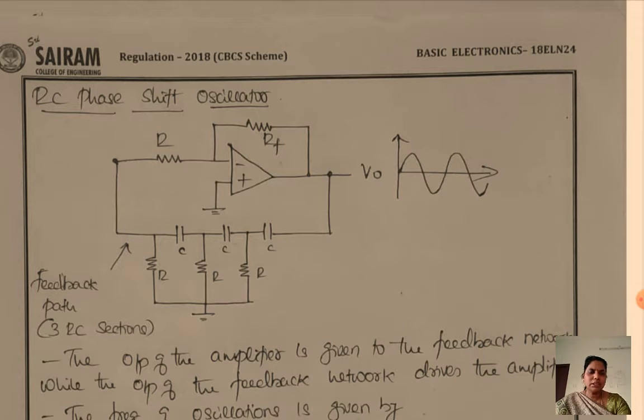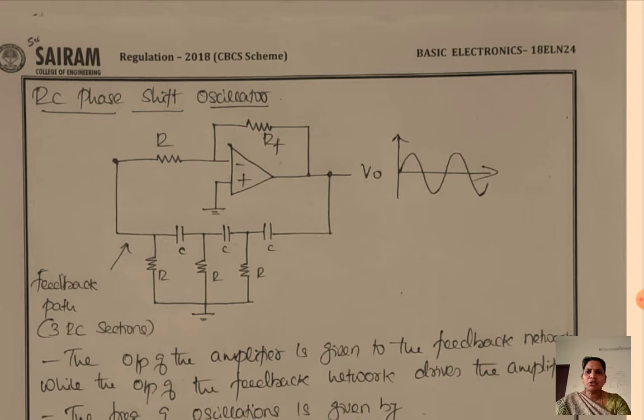What the Barkhausen criterion states is that A beta should be equal to 1, and the feedback network should produce a 180-degree phase shift, as well as the amplifier we are going to use, which should produce another 180-degree phase shift, so that the overall phase shift becomes 0 degree or 360 degree. Thereby you will get an output with sustained oscillations. This is what the Barkhausen criterion has stated.